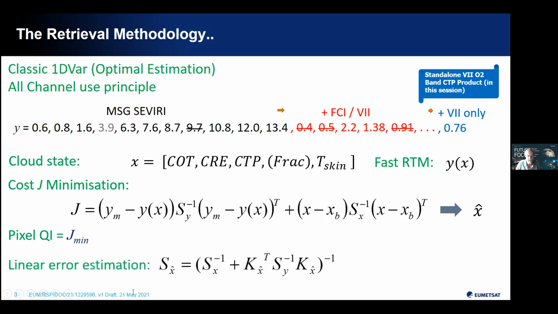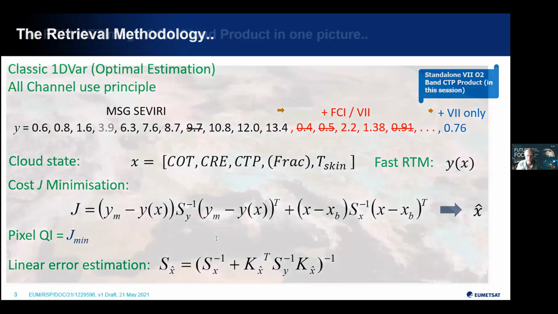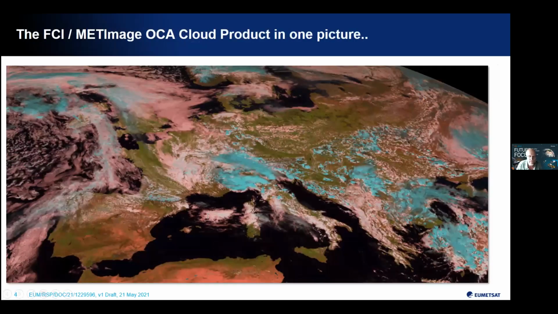Another nice thing which comes out of optimal estimation is a formal estimation of the error estimate for each parameter. It's actually a covariance, but we only report the diagonal, so the actual variance error in each of the cloud parameters. So that's the error estimation at the solution. Okay, that's enough of the equations.